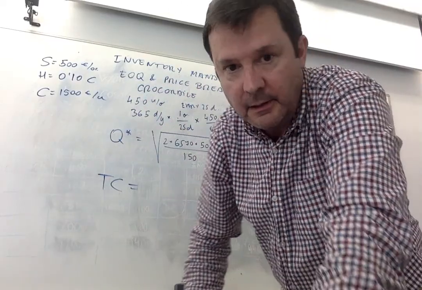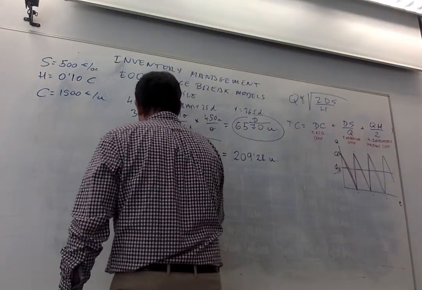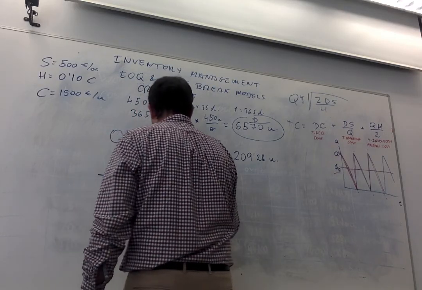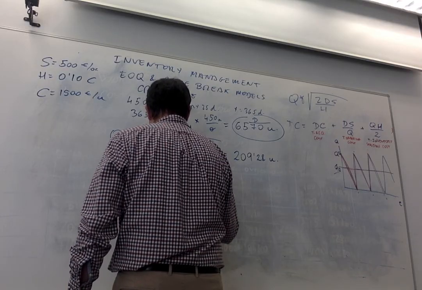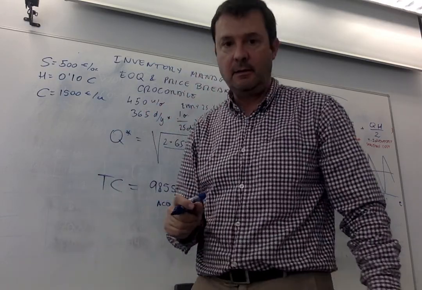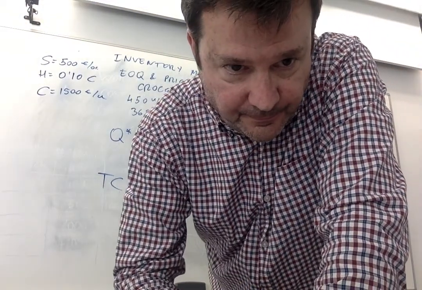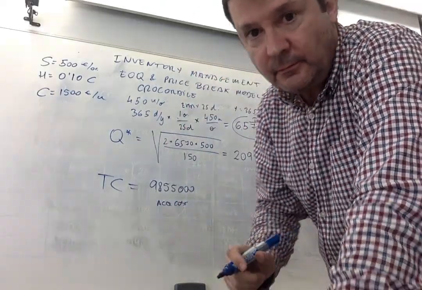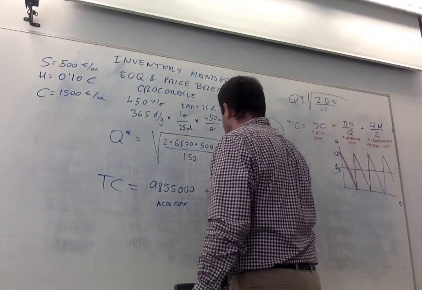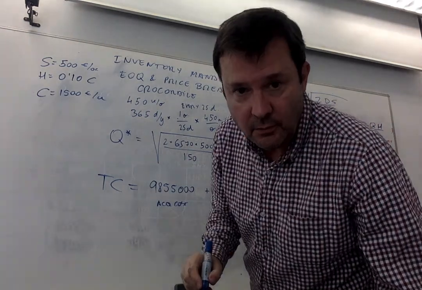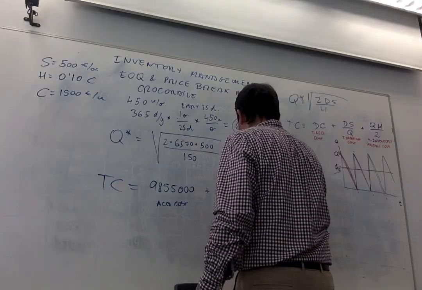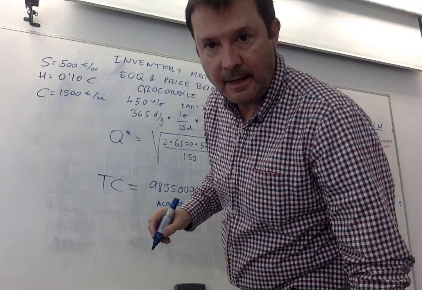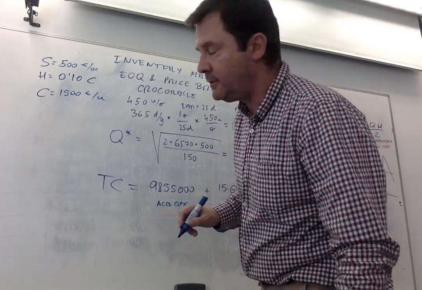DC 9,855,000. This will be the acquisition cost. So demand multiplied by the cost. DS divided by Q is 15. And QH divided by 2 is 15.